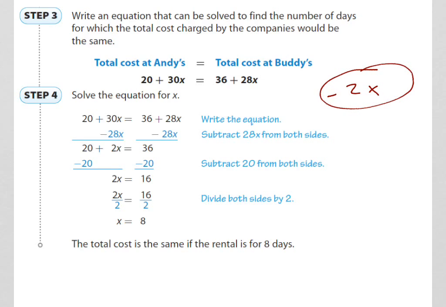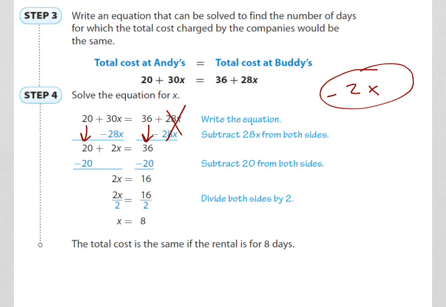Now, what's going to happen when I do that? There's my zero pair right there. 28x minus 28x is 0. On the left side, I'll bring down my 20, and I'll have 30x minus 28x is going to give me 2x, and then on the right side, I'll bring down my 36. There's no need to put the 0 here. I mean, you could put it there, but that's not going to do you any good whatsoever, because 0 plus anything is simply 0. Okay, so now I'm left with 20 plus 2x is equal to 36.